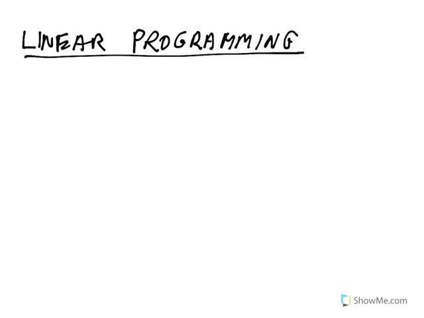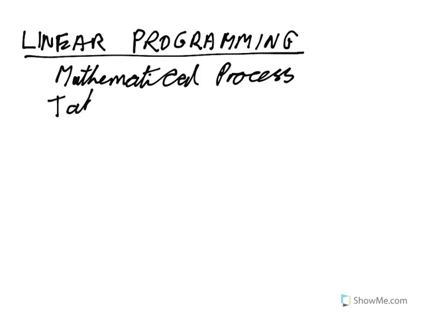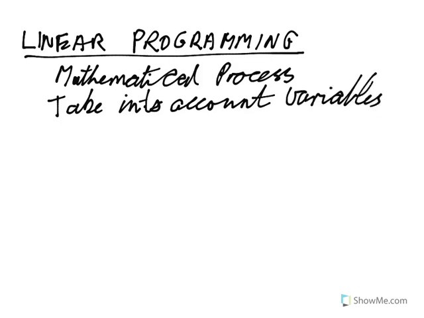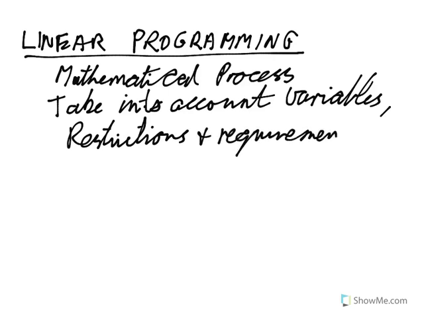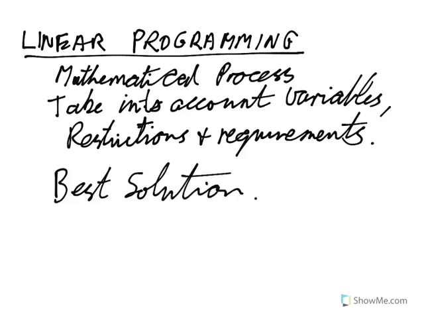Okay, our next topic is linear programming. Linear programming is a mathematical process that takes into account the variables and restrictions and requirements of a certain situation, whatever it might be, and then comes up with the best solution from all of that.